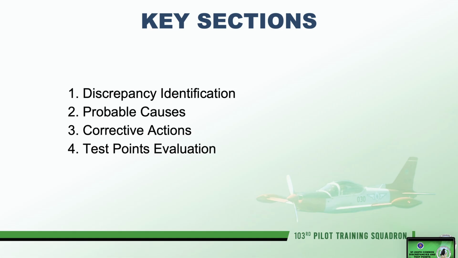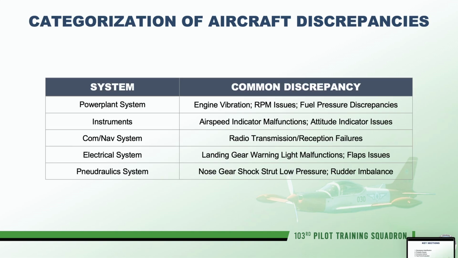We will cover not only the discrepancies and their potential causes, but also the detailed corrective actions and essential test points to consider during maintenance. This presentation is based on an extensive document that covers typical discrepancies found in power plant, instrument, comm, nav, electrical, and pneumatics systems. What sets this guide apart is its practical approach, outlining not just the problems, but the step-by-step processes for identifying probable causes and implementing effective corrective actions.